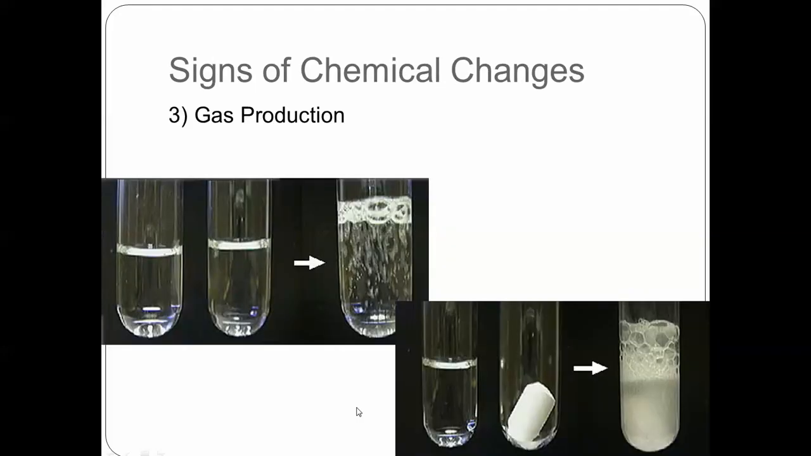A third example of a chemical change would be the production of a gas. When a gas is produced, we see bubbles. Here you have your two clear liquids, and in the resultant product, there are bubbles that have formed. In this one, you have a clear liquid and a solid. When the solid is added to the clear liquid, we see the production of the gas in the form of bubbles.